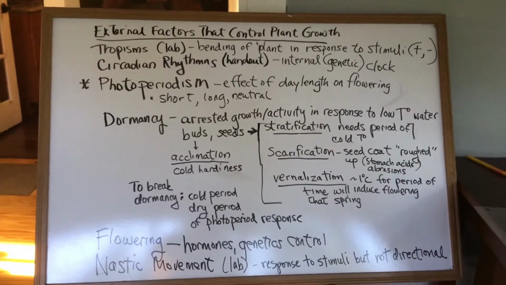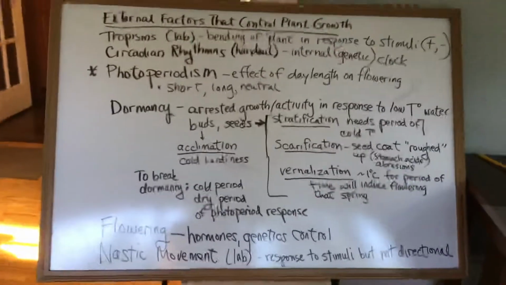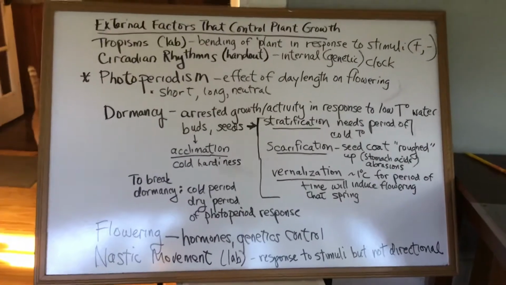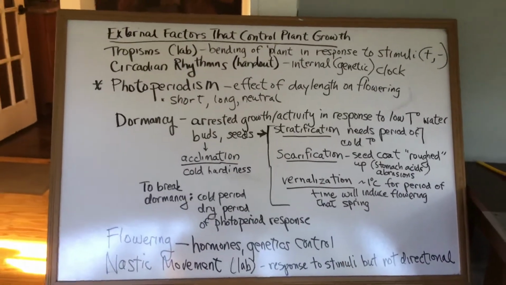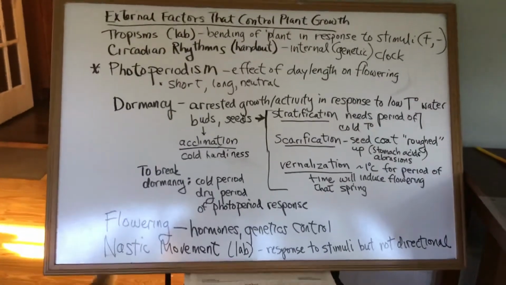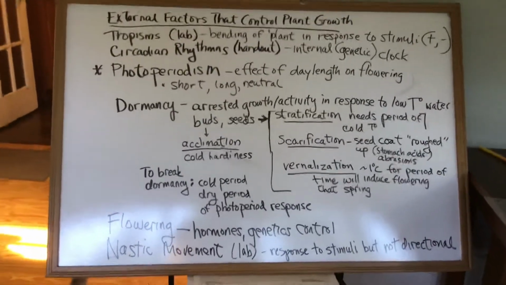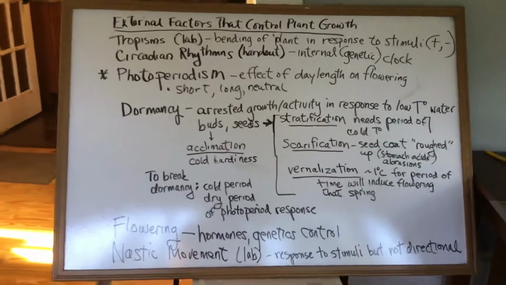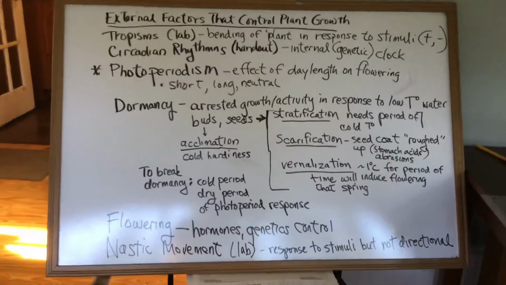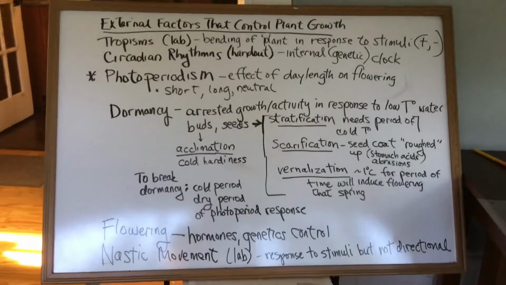Circadian rhythms I gave to you in a handout that you can read. The circadian rhythm is kind of like an internal clock. So, for example, if you took plants into space, they would still open their stomata during what would have been the day for them normally and close them at night.